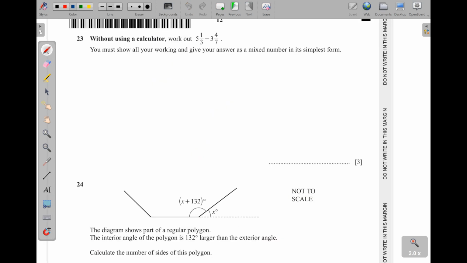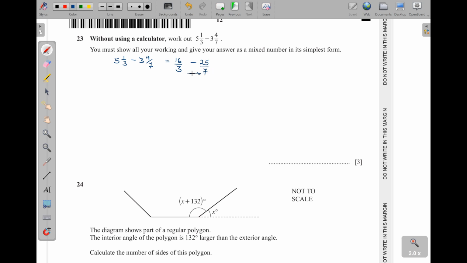Question 23. Without using a calculator, work out 5 whole number 1 over 3 minus 3 whole number 4 over 7. You must show all your working and give your answer as a mixed number in its simplest form. So the first mark is to convert these mixed numbers to improper fractions. Okay, so 3 times 5, that is 15, then plus 1, you get 16 over 3. Then 7 times 3, 21, plus 4, we shall get 25 over 7.